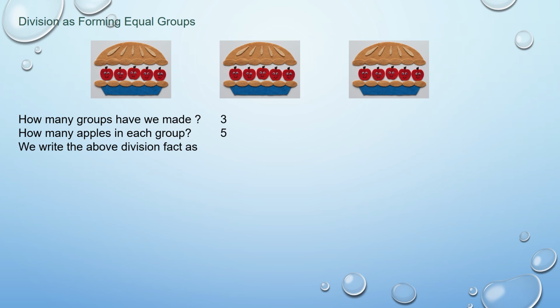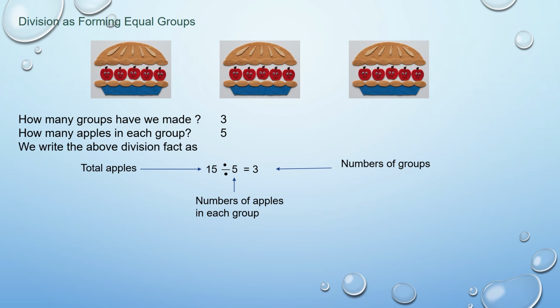And how many apples in each group? 5. We write the above division fact as total apples 15. Again, this is the sign of division. So 15 divided by 5. Number of apples in each group is equal to 3. So the number of groups is 3. Here we can see 3 groups, and in each group there are 5 apples, right?